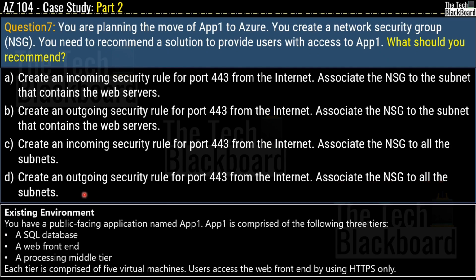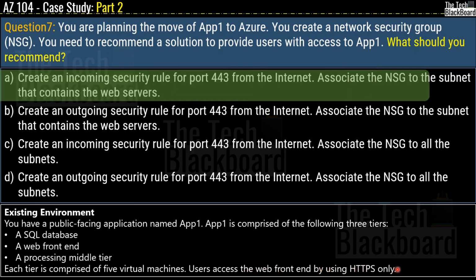Here we are talking about the requirements from the existing environment section, which says that you have a public facing application named app 1. App 1 comprises the 3 following tiers: SQL database, a front end, and a processing middle tier. And finally, each tier is comprised of 5 virtual machines. Users access the web front end by using HTTPS. And the correct answer for this question is option A. Create an incoming security rule for port 443 from the internet. Associate the NSG to the subnet that contains the web servers.